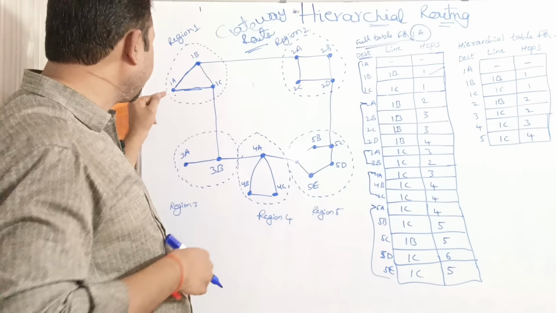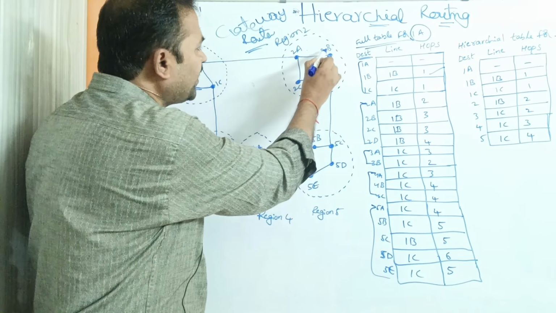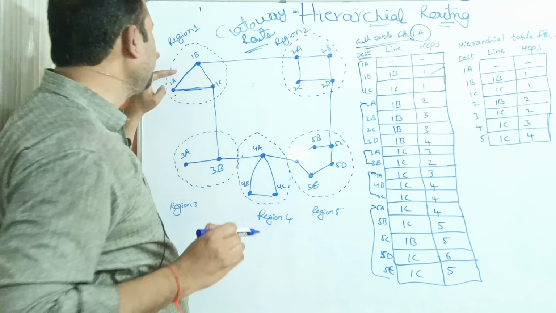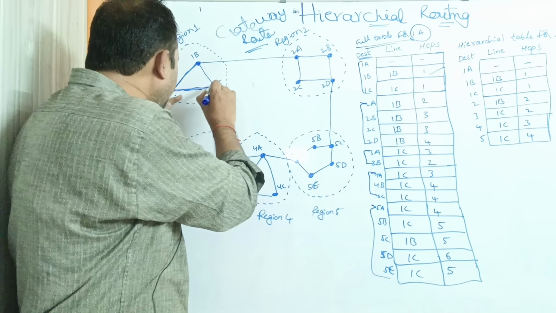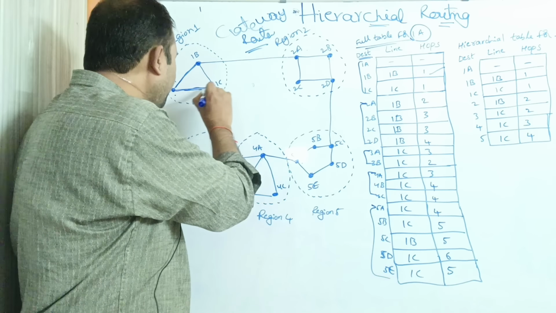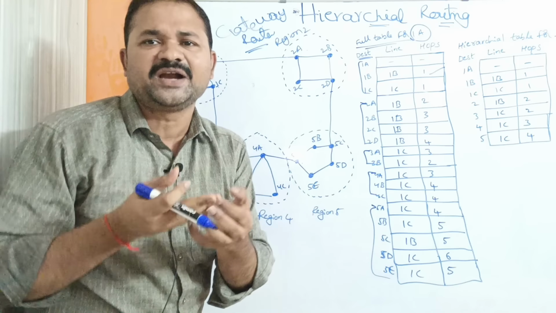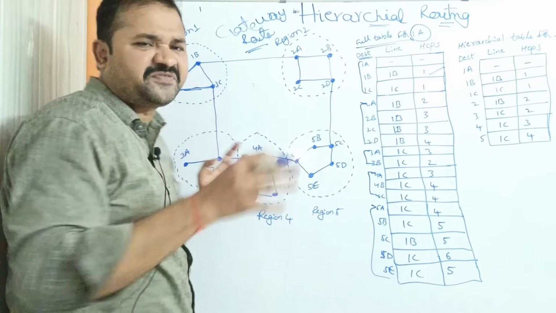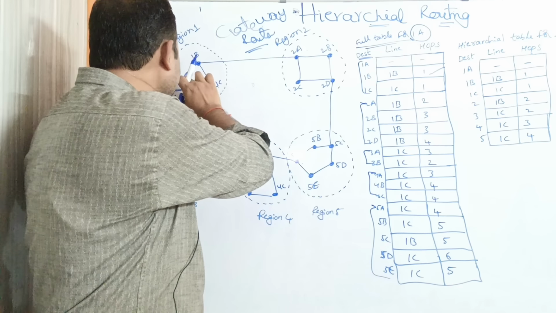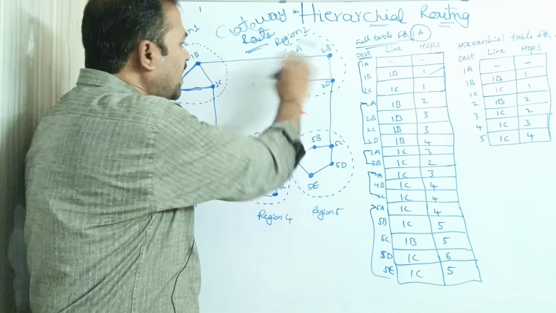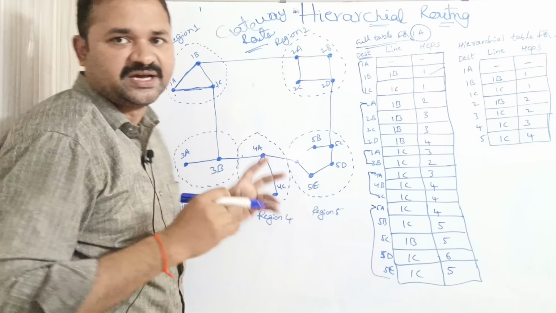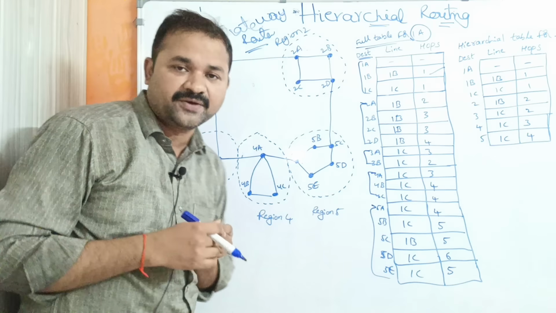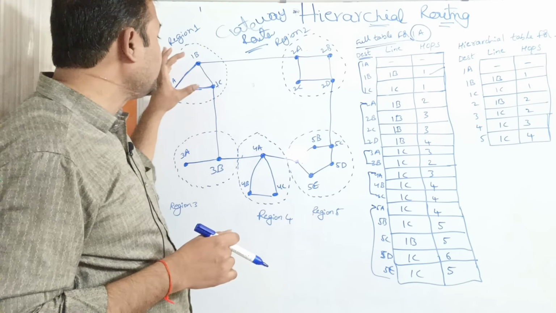Next, 1A to 2B. Via which router? Via 1B only. From this path also we can send via 1C, but we require more hops. If we send via this path, we require fewer routers. So this is one path, second path, third path. So 3 hops are required. Via which router are we sending? 1B. So 1B is the gateway router for this region.